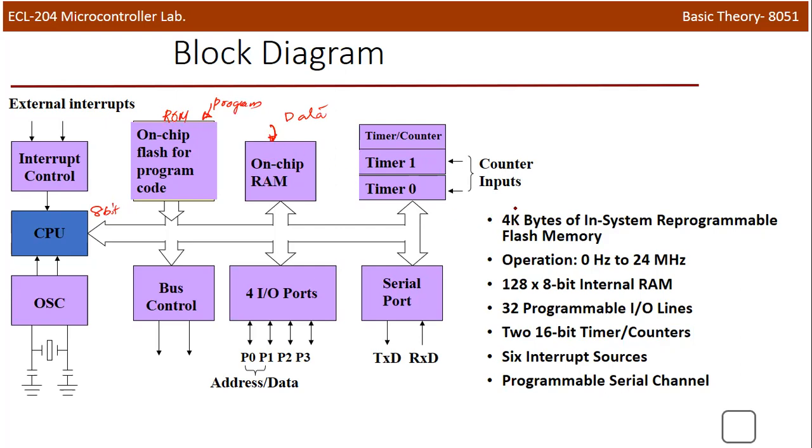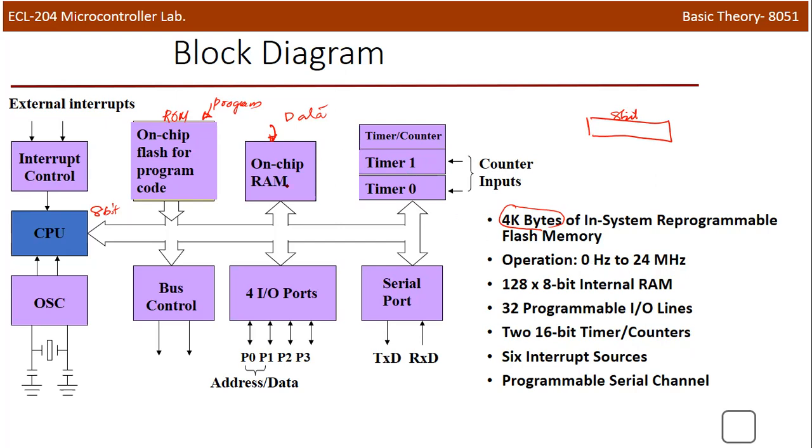Now the inbuilt ROM size is 4K bytes. 4K bytes means a memory location can hold 8 bits. Similarly, there are 4K locations, and each location can hold 8 bits. That is the internal ROM size, or internal flash memory size, and the clock frequency can vary from 0 to 24 megahertz. Again, there will be slight differences among different manufacturers.